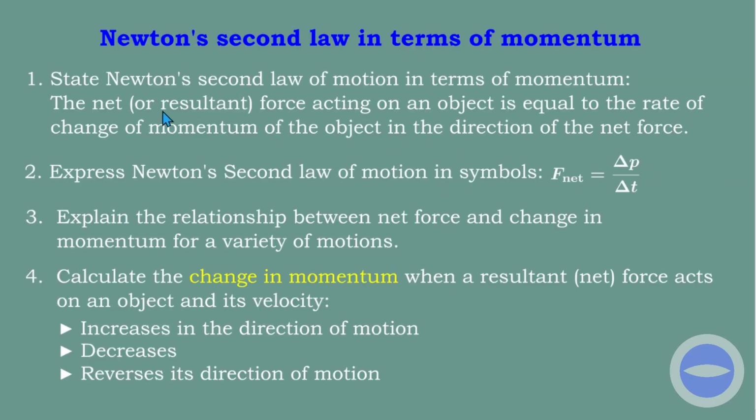Here it says the net force acting on an object is equal to the rate of change of momentum. So the rate talks about the time of changing of momentum of the object in the direction of the net force. So this is the formula that I've showed you here, like option number 2. They say you must express Newton's second law of motion in symbols. In symbols, it is F net equals change in momentum over change in time.